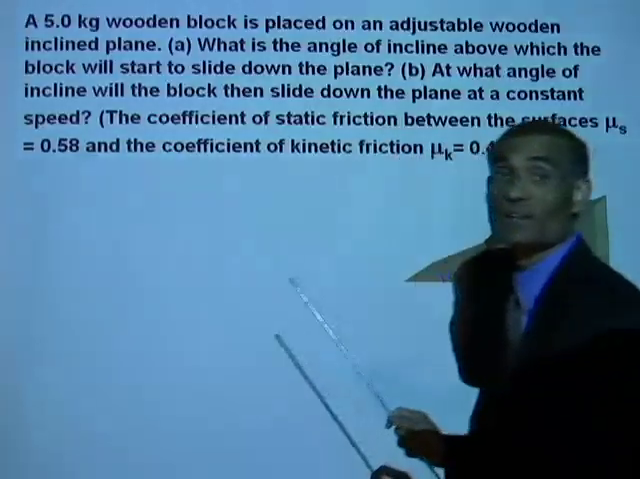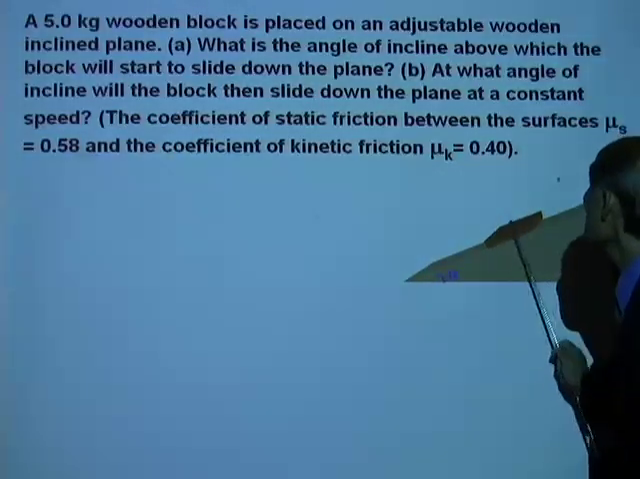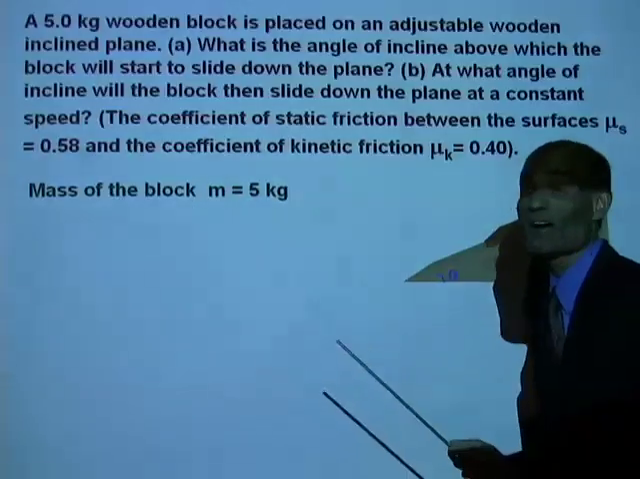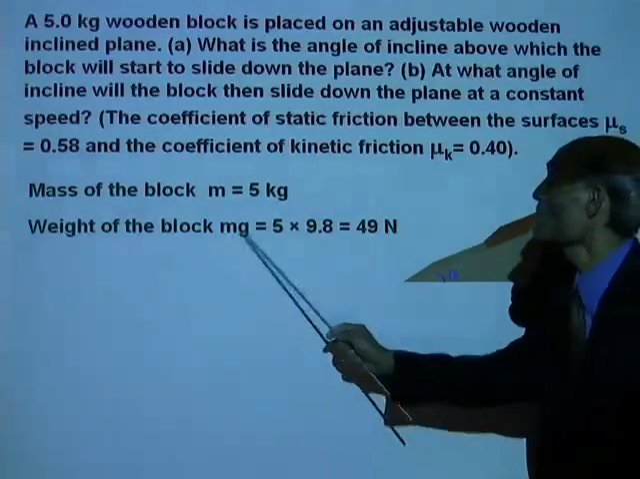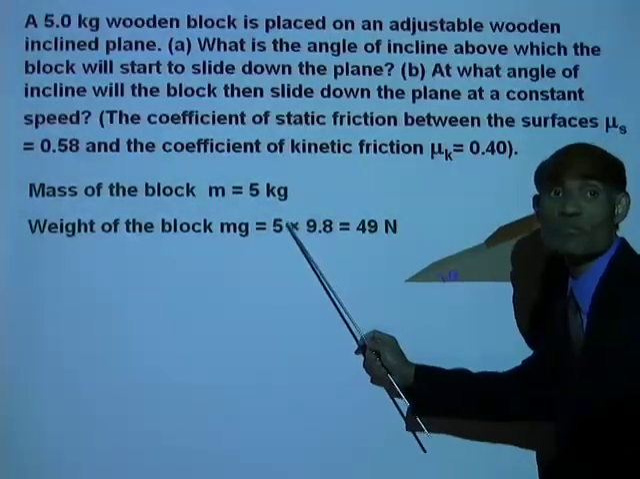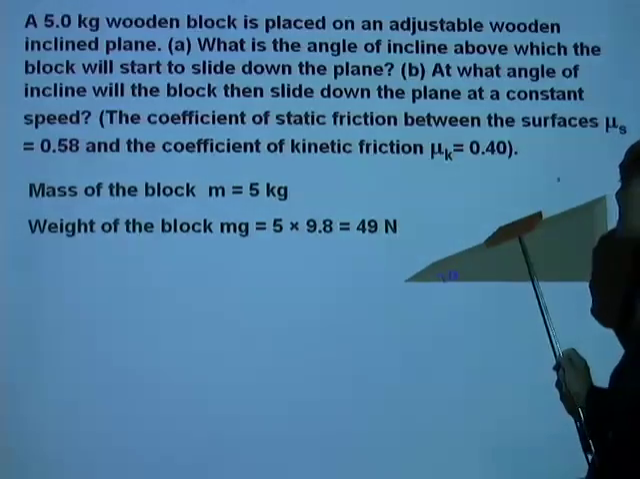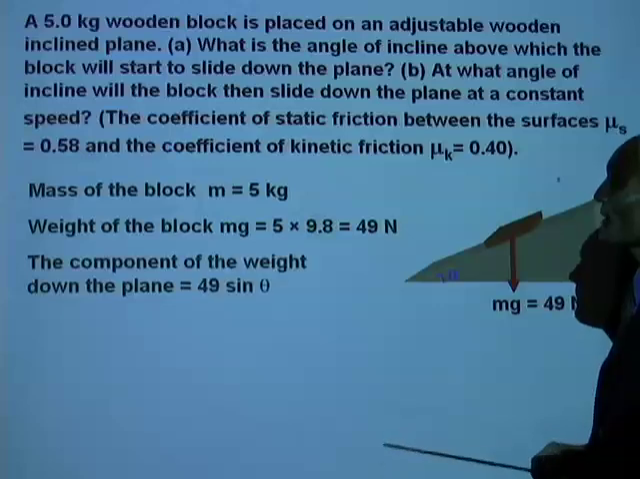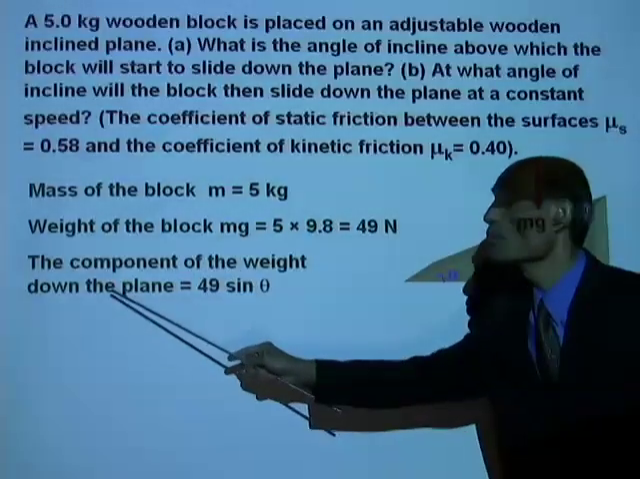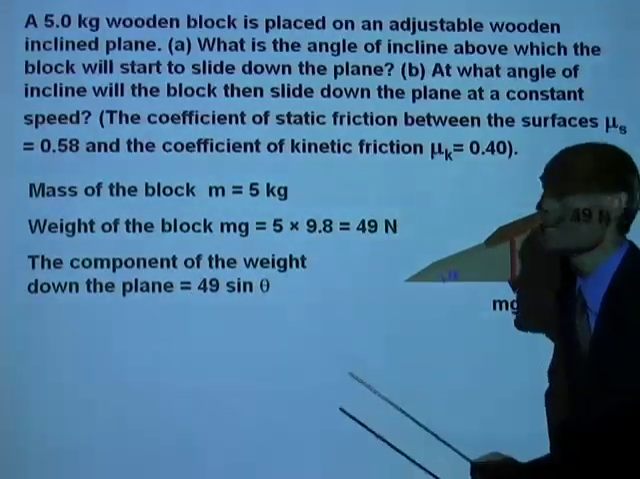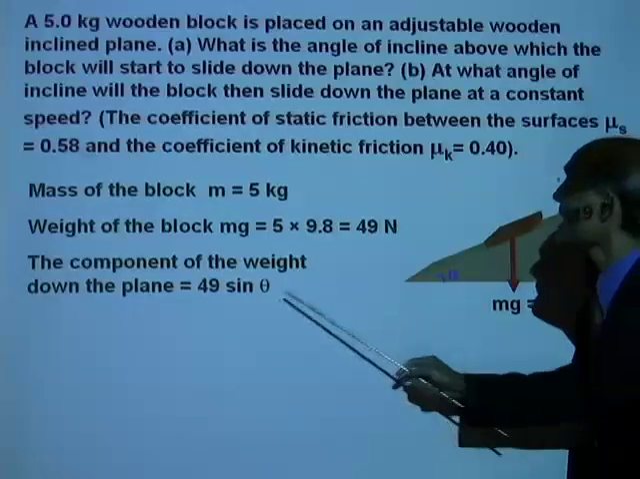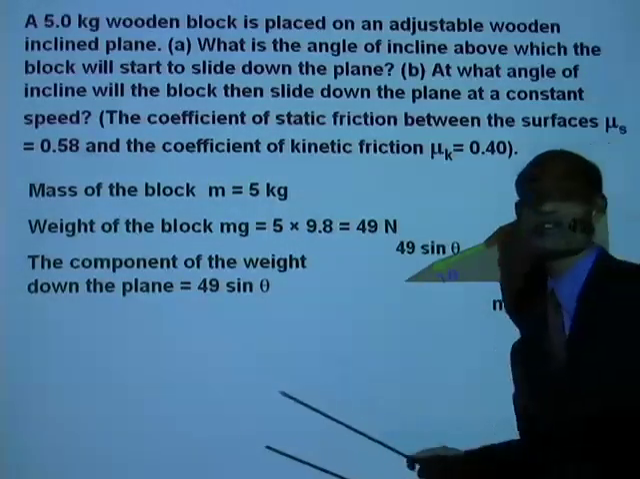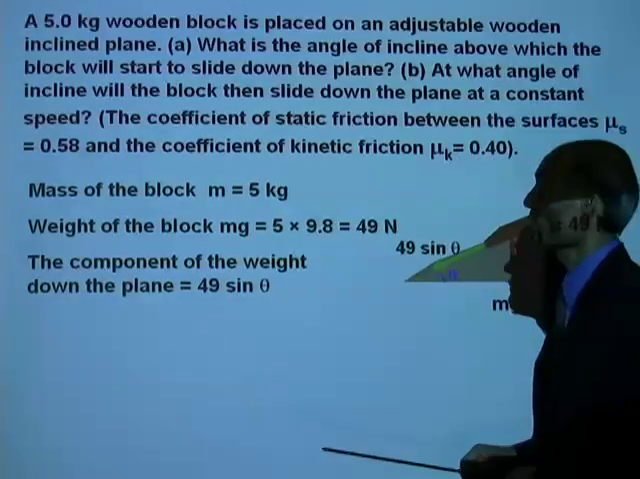Here is the block placed on the inclined plane. The mass of the block is 5 kilogram, and therefore its weight will be 5 times 9.8, that is 49 Newton acting vertically down. The component of the weight down the plane is 49 sine theta. Is that right? 49 sine theta. We don't know the angle.